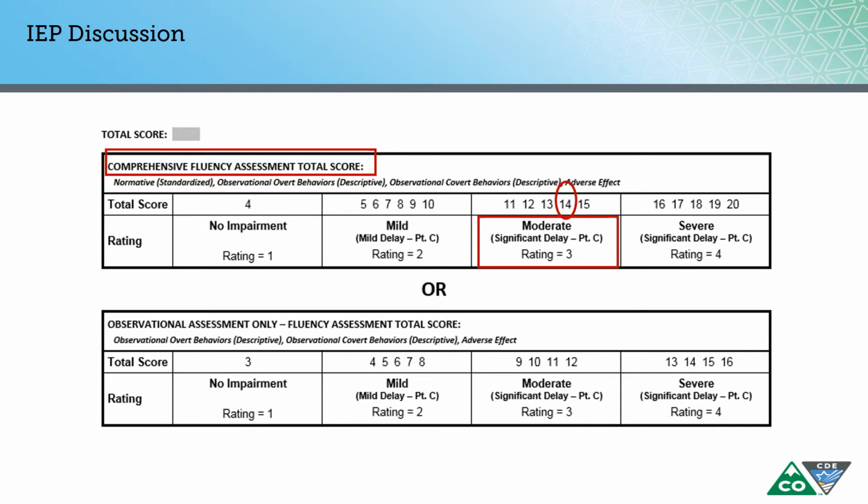If no standardized assessments were used because they were not appropriate due to cognitive, cultural, or linguistic reasons, then use the observational assessment only section to achieve a rating. If the total score is 14, then the rating would be 4 or severe.